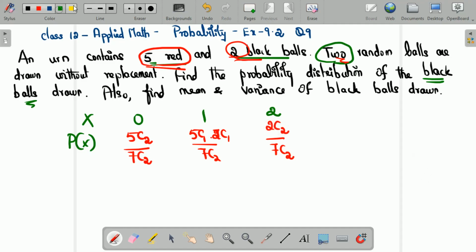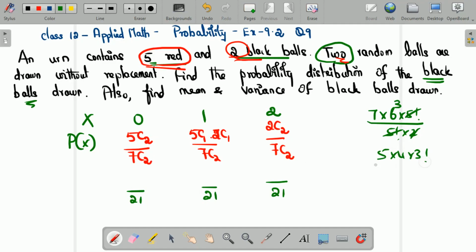Now let's compute what is 7C2. So this is 7 into 6 into 5 factorial by 5 factorial into 2 factorial, which is 2. 5 factorial and 5 factorial will vanish. So this is 3 times 7, which means the denominator is 21. Now let's work on the numerators. See 5C2. So let's compute. This is 5 into 4 into 3 factorial by 3 factorial into 2. 3 factorial and 3 factorial will vanish. This 2 you can cancel out with 4 2 times. So 5 2s are 10.